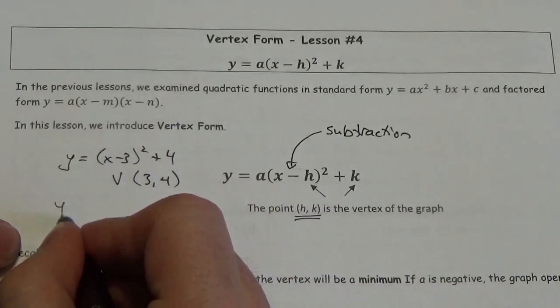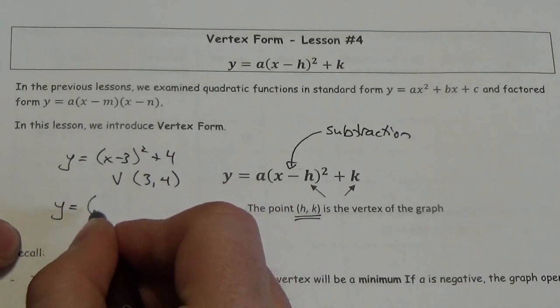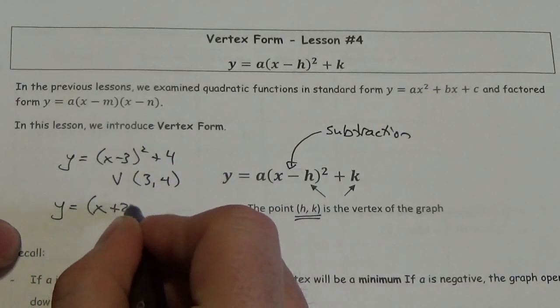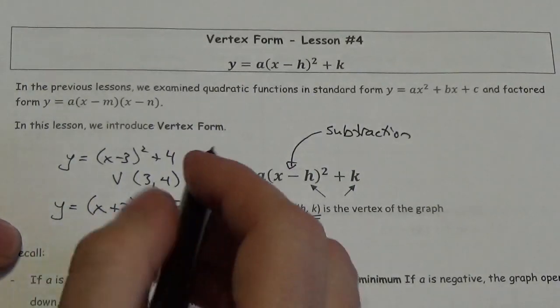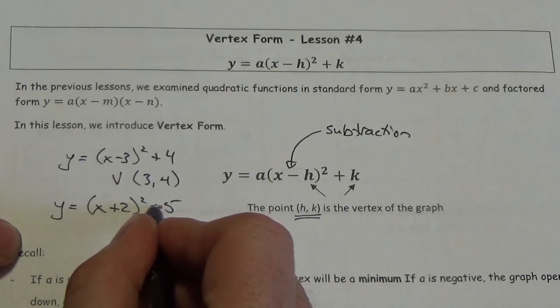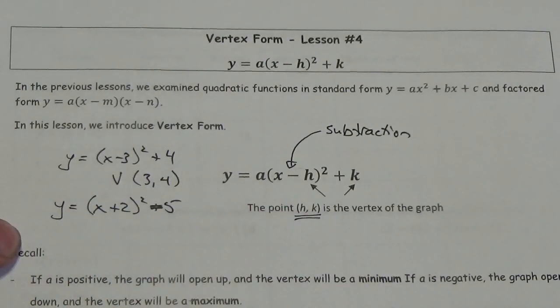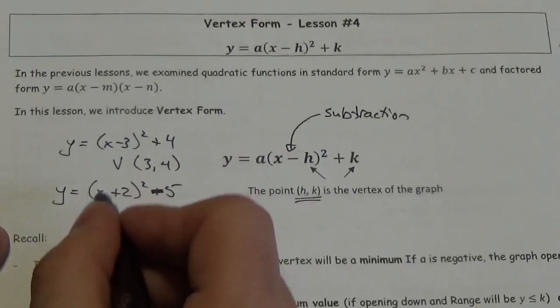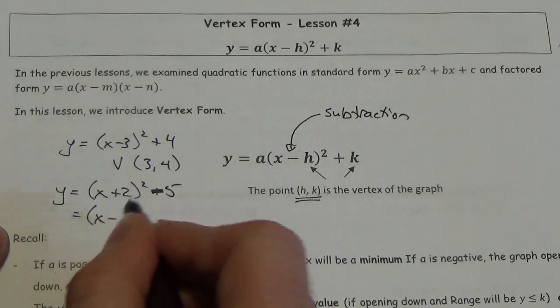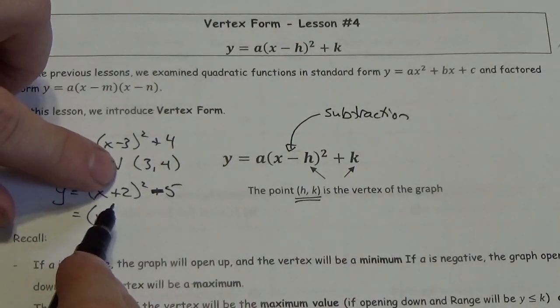Now, likewise, if I see y is equal, let's say (x plus 2) squared plus 5. Okay, or actually maybe I should say minus 5. Let's make that subtraction there, just so that we've got both versions here. This is supposed to be a subtraction. That is supposed to be x minus. But I'm seeing a positive in there.